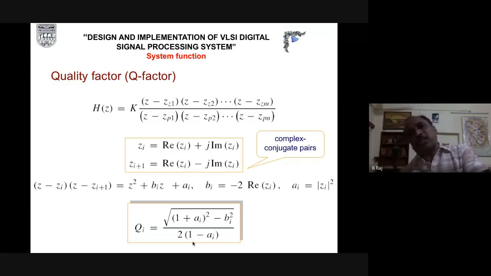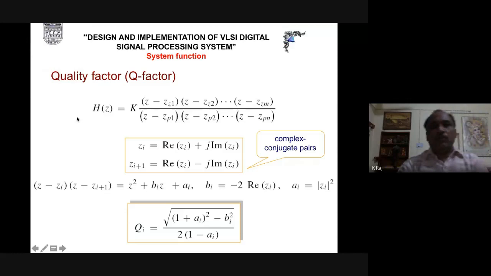So here H(z), as we know, will be represented as the gain, then in the numerator z minus the first zero, z minus the second zero, like that, and the denominator having the poles, z minus zp1, z minus zp2, like that. As we know, the coefficients are real, so the poles and zeros must be either real or complex conjugates. Say zi is the real portion of zi plus j times the imaginary portion of zi, so the complex conjugate will have a minus in place of the plus.